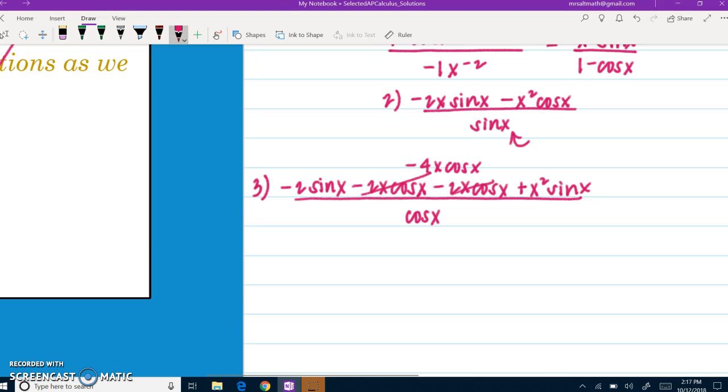Here, negative 2 sine of 0, that's going to go to 0. This expression goes to 0 because it has an x in it, and so does this one. So we're just going to end up with 0 divided by 1, which is 0.